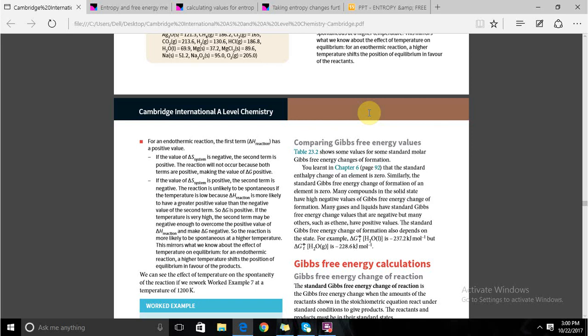And if the entropy of the system is positive and the second term is negative, the reaction is unlikely to be spontaneous if the temperature is low, because delta H naught is likely to have a greater positive value than the negative value of the second term. However, if the temperature is higher, then T into delta S will have a large value, and because this is positive, the negative sign will make it negative, and therefore it is possible that the entirety of the term will have a higher negative value than the other term, which will have a smaller positive value. And this is all that there is to it.